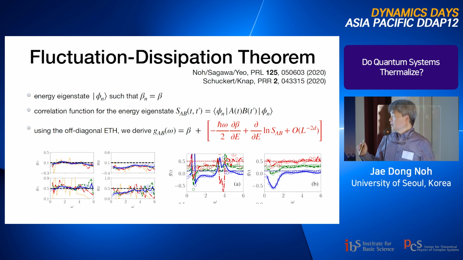Actually, we confirmed this fluctuation dissipation theorem using only the ETH. For example, if I start from a certain definite energy eigenstate whose temperature is given here, then we have a formal expression for this correlation function using the ETH ansatz, and then we can calculate this function. What we found is that the ETH guarantees the fluctuation dissipation theorem here. This quantity is equal to beta.